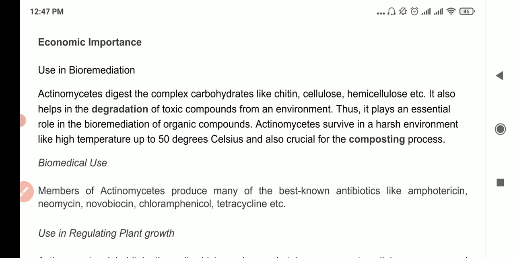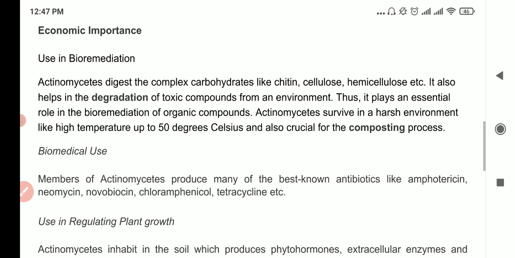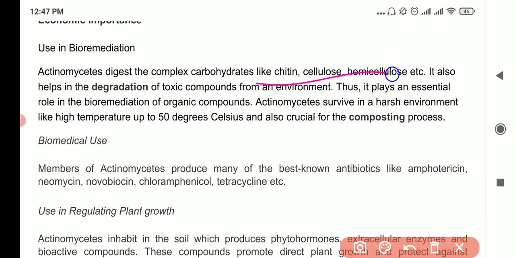They digest complex carbs like chitin, cellulose, hemicellulose, all these trees and all, they have that. And they can degrade toxic compounds from the environment. So they play an important role in bioremediation.